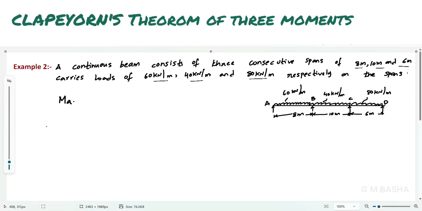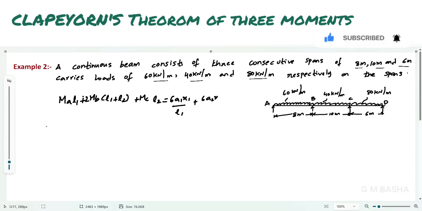What is the equation? MA L1 plus 2 MB into L1 plus L2 plus MC into L2 equal to 6 A1 X1 by L1 plus 6 A2 X2 by L2. So this is the general equation for Clapeyron's theorem.